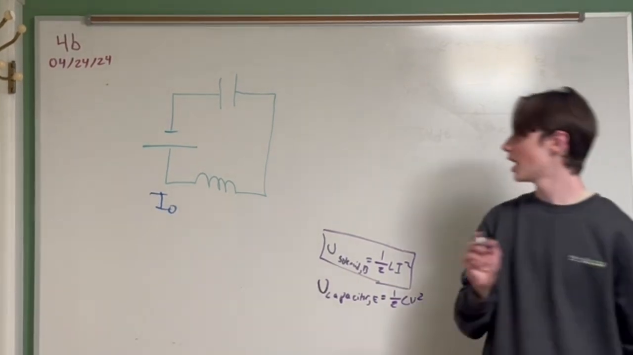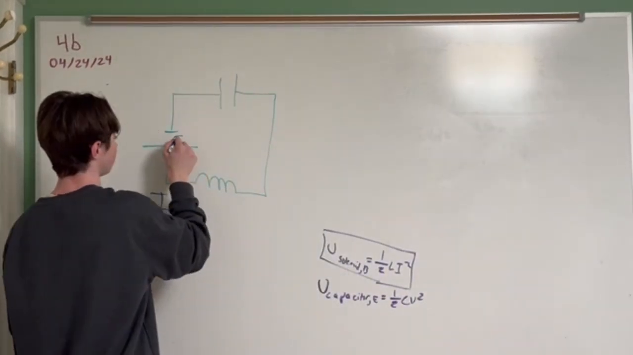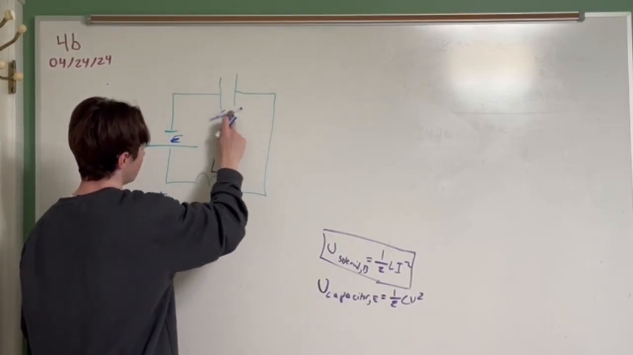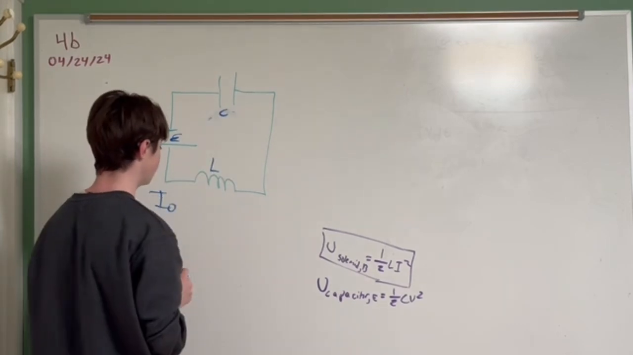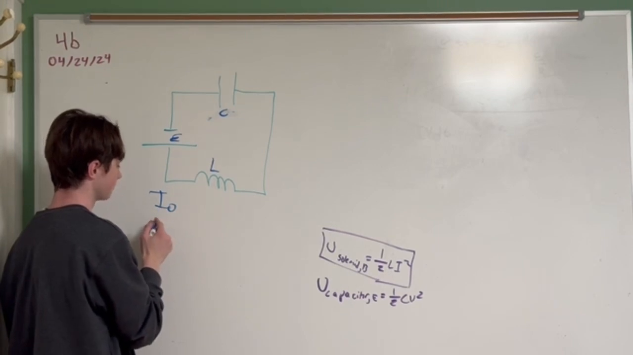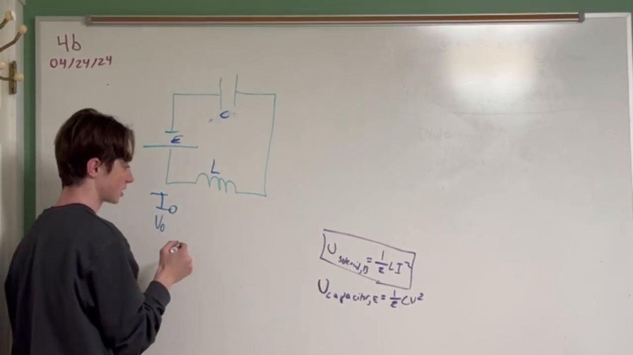We have some initial I. Of course, we have EMF here. We have inductance here. We have capacitance here. We're going to assume resistance is 0. So we have I0, which is something, and then we're going to have voltage 0, which is something.